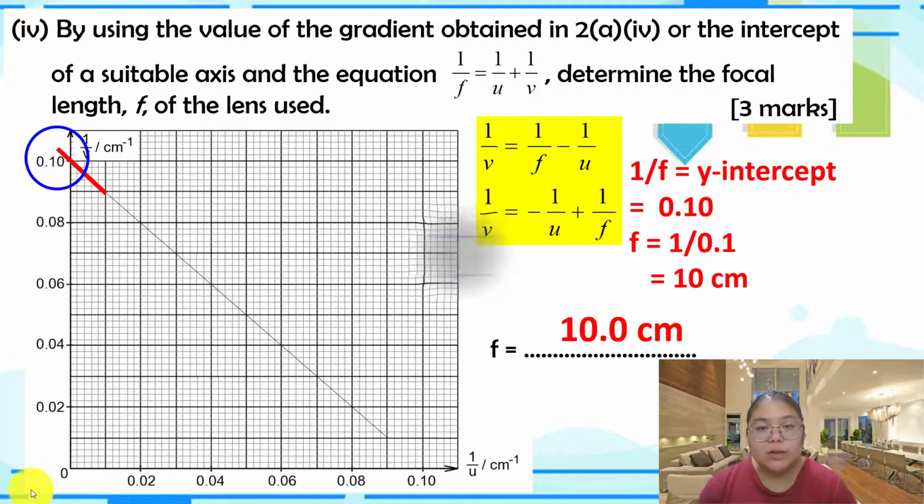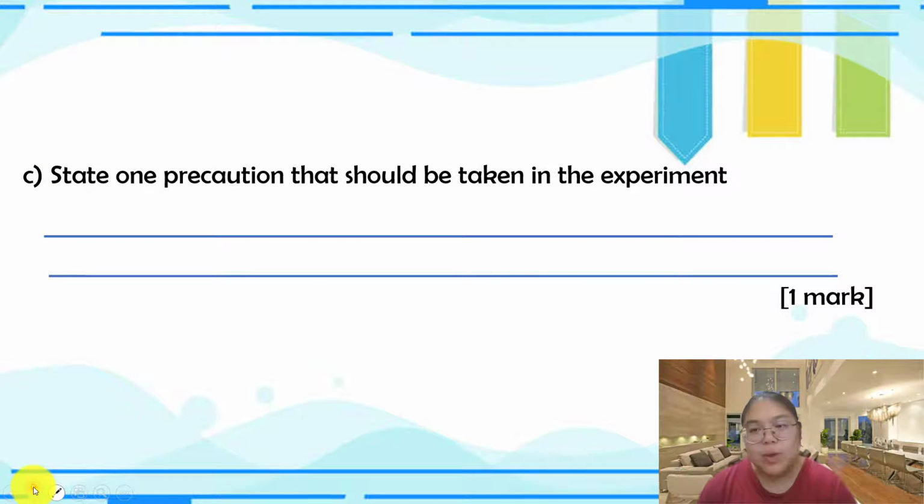Okay, so the next one should be the last one. The last one will surely ask for a precaution. So for students, you just memorize one of the precautions. That means you can answer this question 2 for paper 3. Because this precaution applies to every experiment. Okay, just remember the precaution.